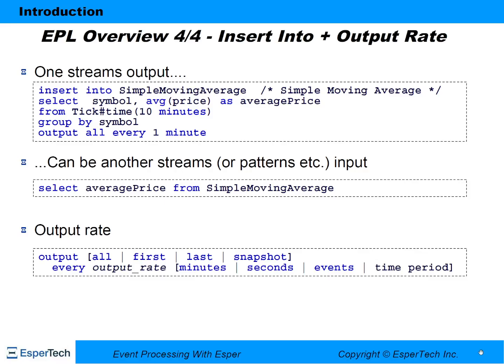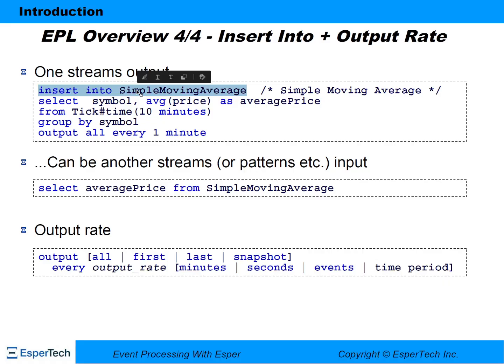The insert into keyword produces output into a stream. The output keyword states the output rate. This EPL uses the insert into keywords and the output keyword. The example is from the stock trading domain. It computes an average price per symbol on the last 10 minutes of stock ticks.